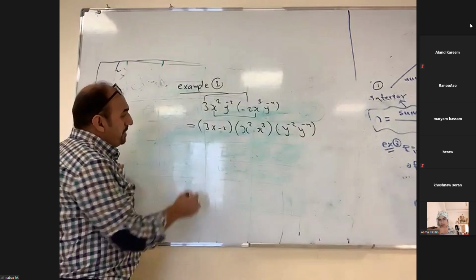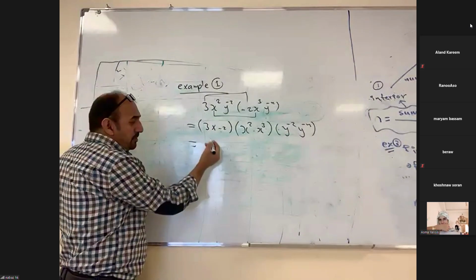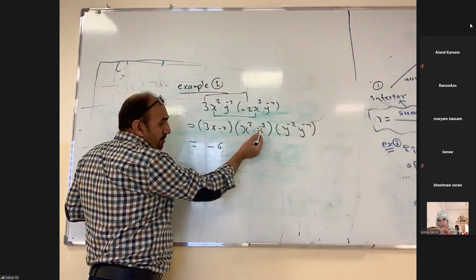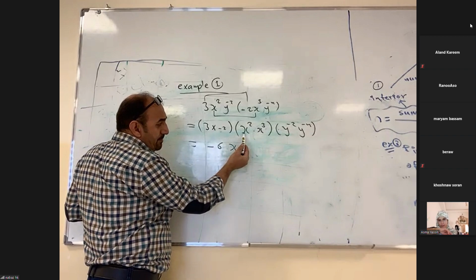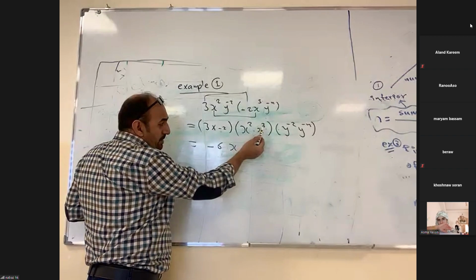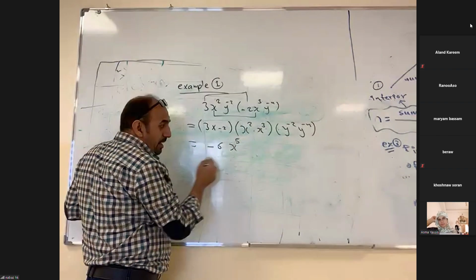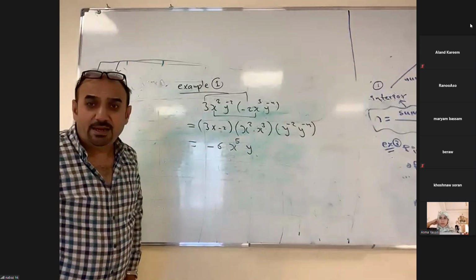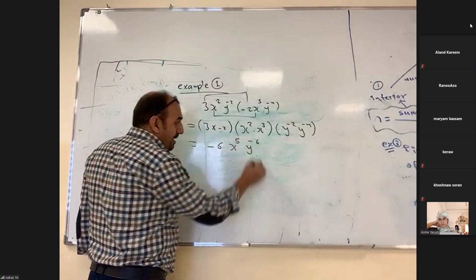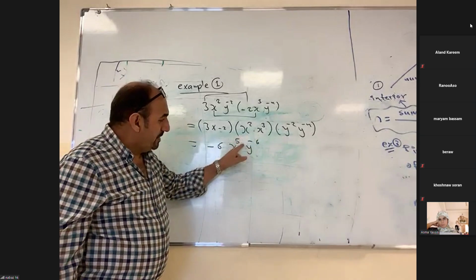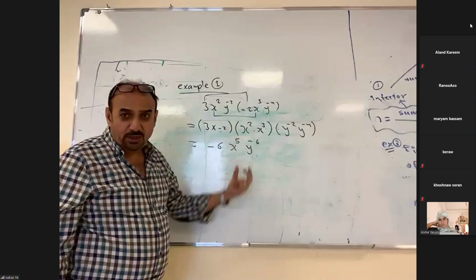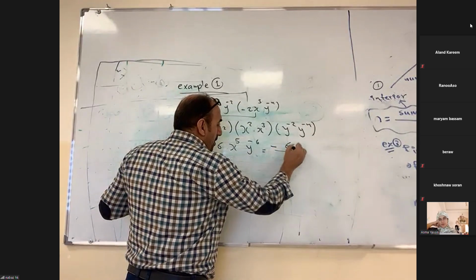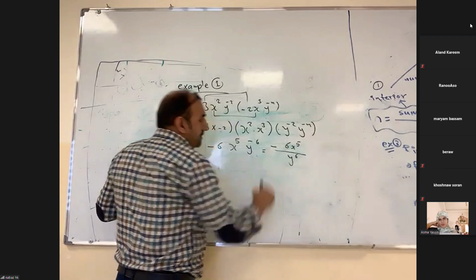Which is equal to 3 times minus 2, minus 6. X to the power 2 times x to the power 3: since the bases are equal, 2 plus 3 is equal to 5. And y to the power minus 2 minus 4 is minus 6. We make this power positive, so it goes down. That means it will be the fraction minus 6x to the power 5 over y to the power 6.